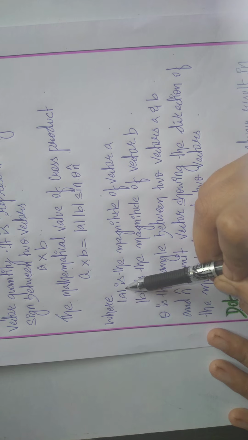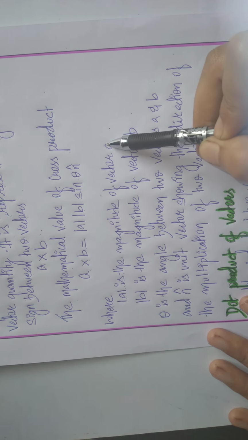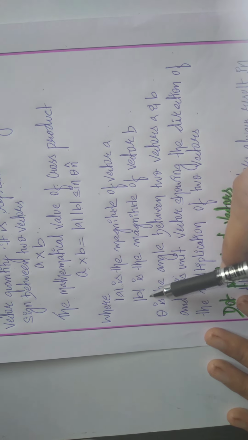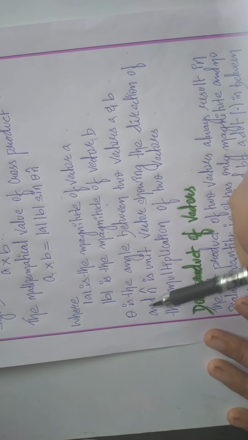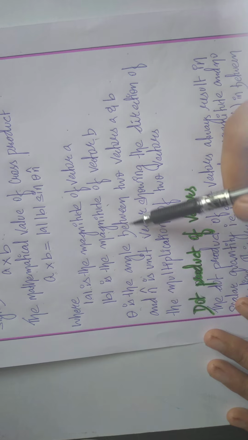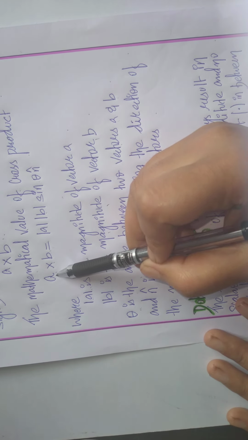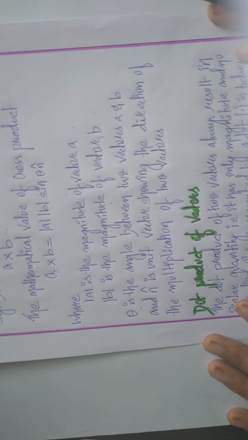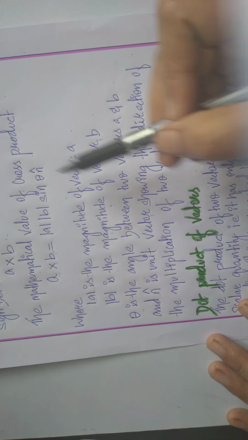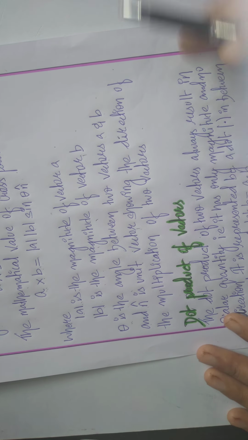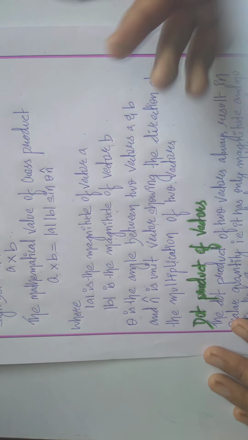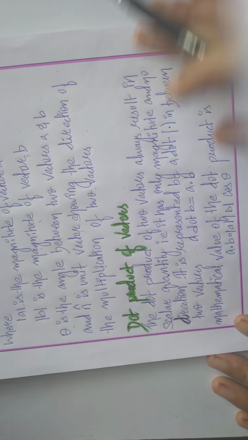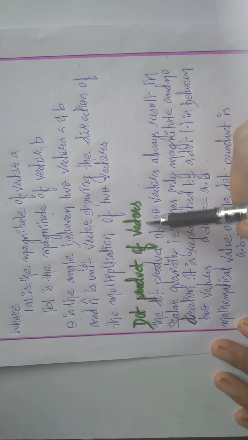where mod of A is the magnitude of vector A, mod of B is the magnitude of vector B, theta is the angle between the two vectors A and B, and n cap is the unit vector showing the direction of the multiplication of the two vectors. N cap shows the direction.